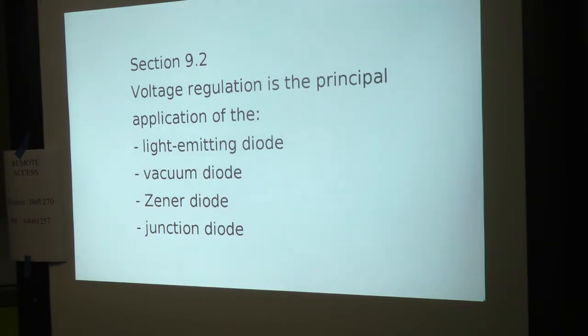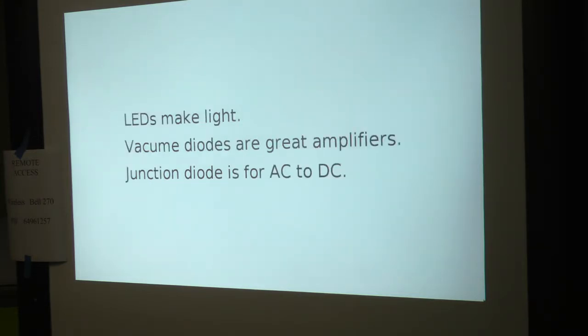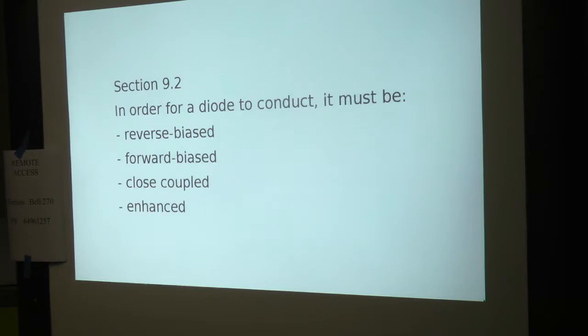Voltage regulation is the principal application of the Zener diode. That's correct. Yep. LEDs make light. Vacuum diodes are great amplifiers, and junction diodes are for AC to DC, in the simplest world possible. Of course, when you're engineering, you can pick anything and make it work if you try hard enough.